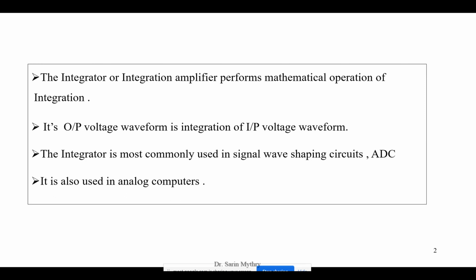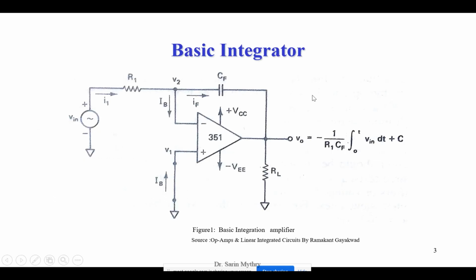So that's why the integrator is most commonly used in signal wave shaping circuits. So integration is used for the signal wave. What is an example of that? That is just like an analog to digital converter. This is one of the important objectives. Integrator is used in signal wave shaping circuits just like ADC. And it is also used in analog computers. This is the basic integrator circuit.